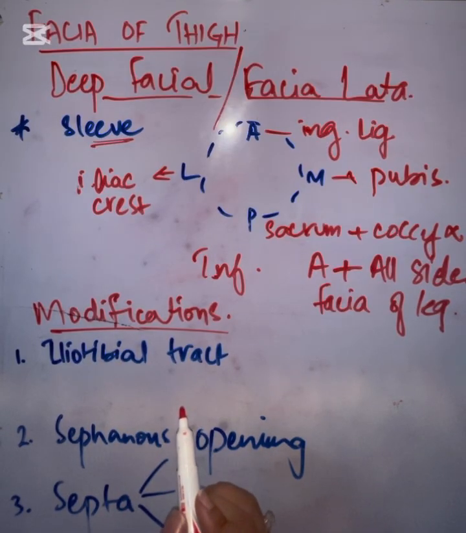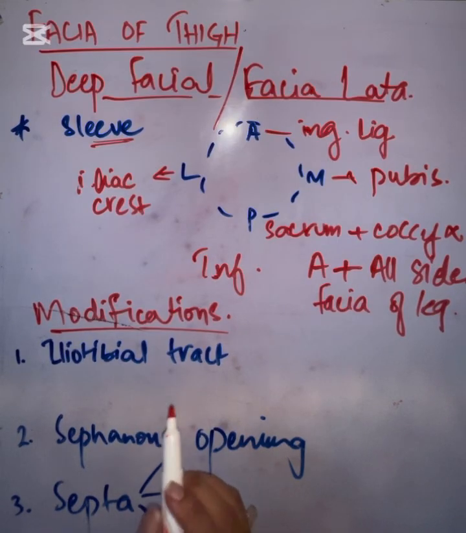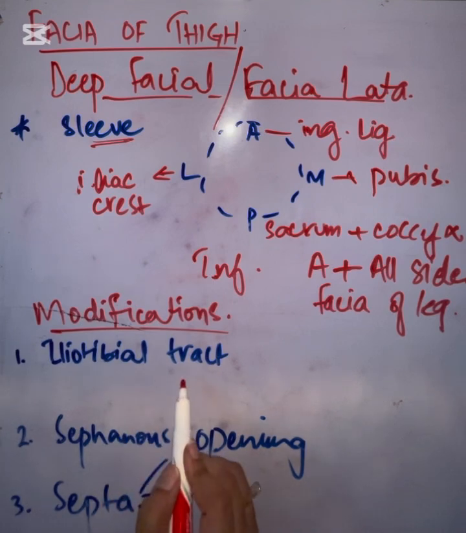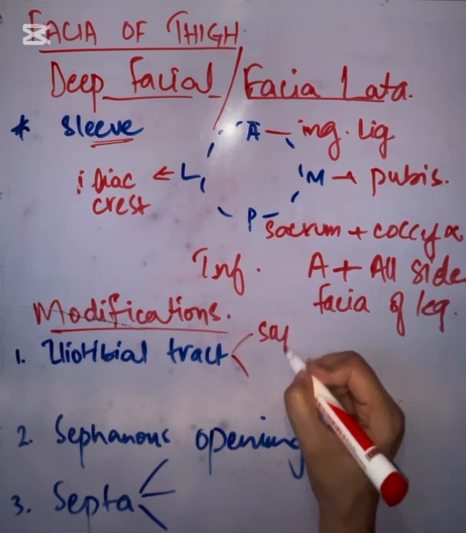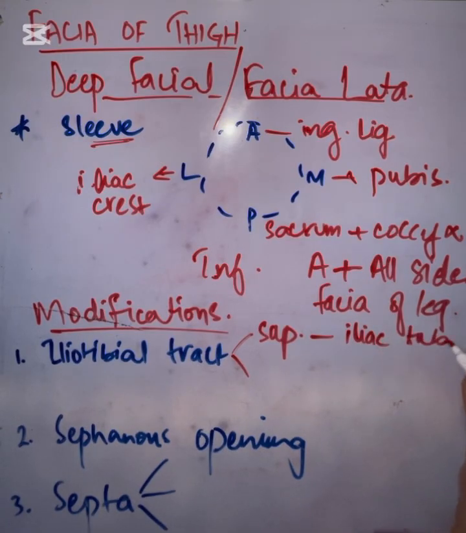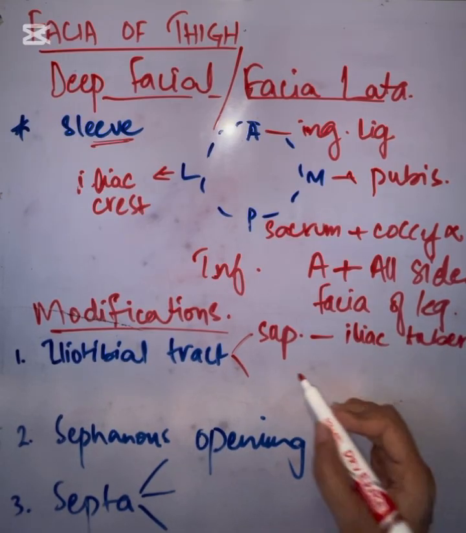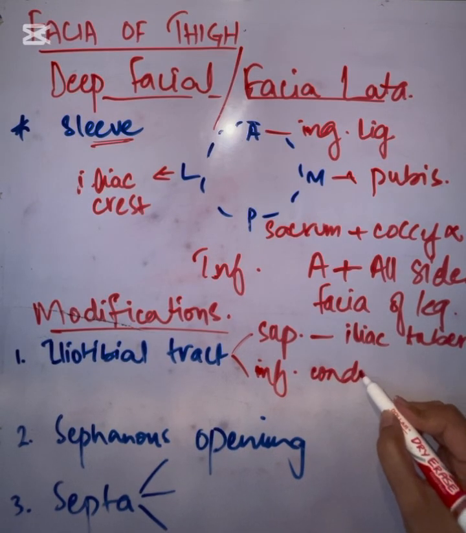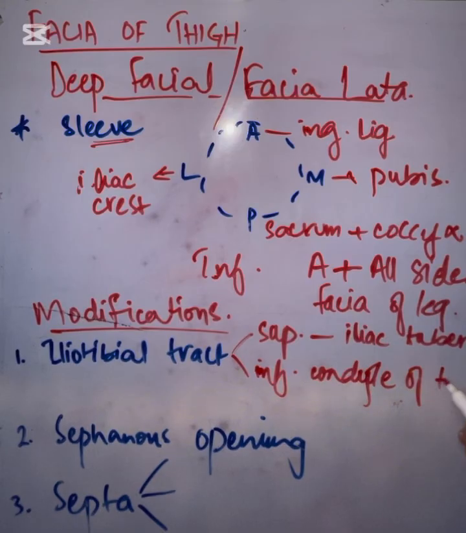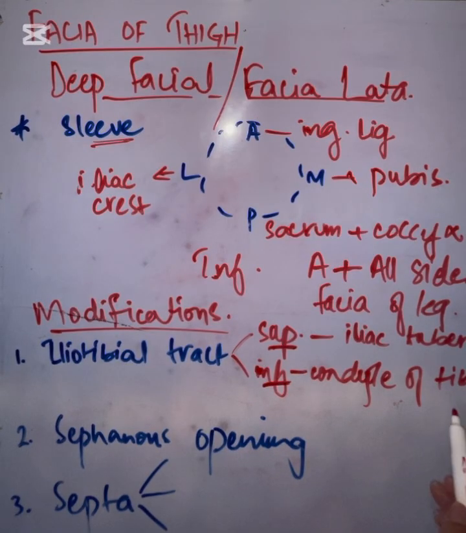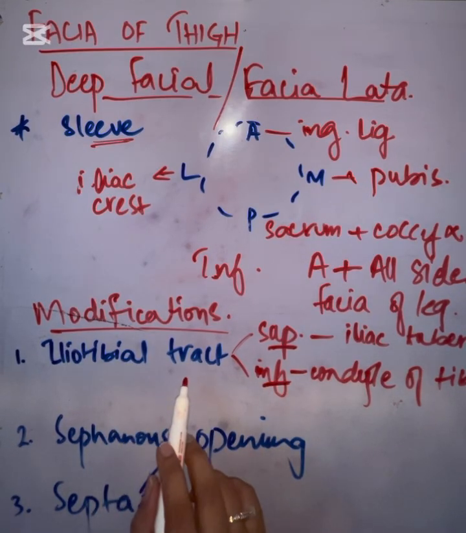A thickened band is formed on the lateral side of the thigh, which is actually thickening of the deep fascia, and that is called the iliotibial tract, which is superiorly attached to the iliac tubercle, and inferiorly it is attached to the condyle of tibia. So these are the attachments of the iliotibial tract.